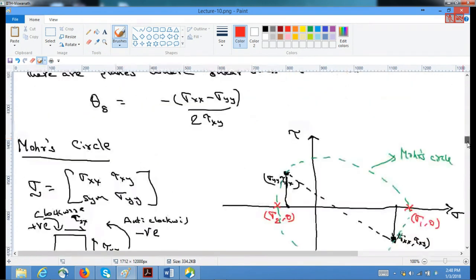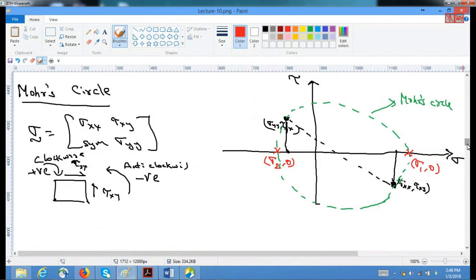Now, what is the theta p or 2 theta p? This angle, at the center of the Mohr circle, from the original plane to this value is your 2 theta p.